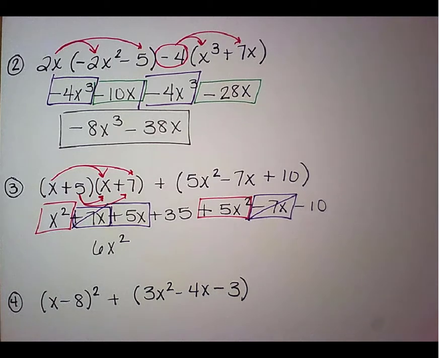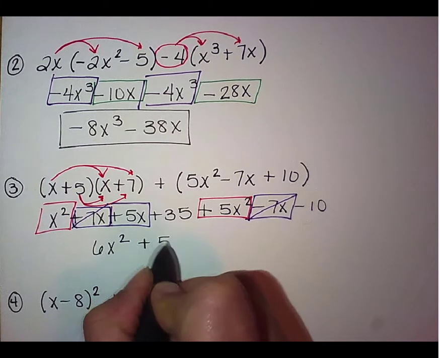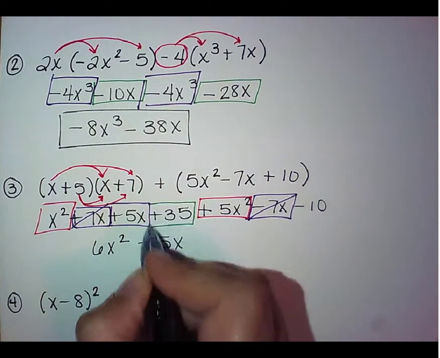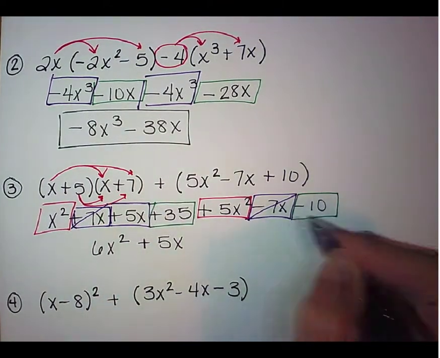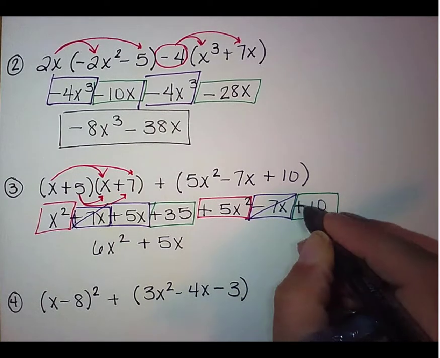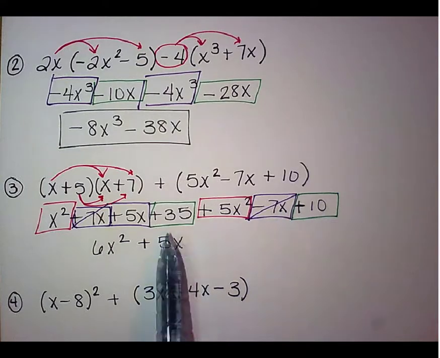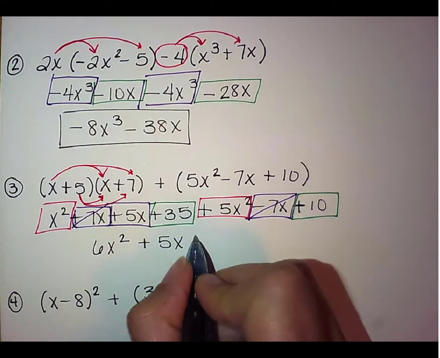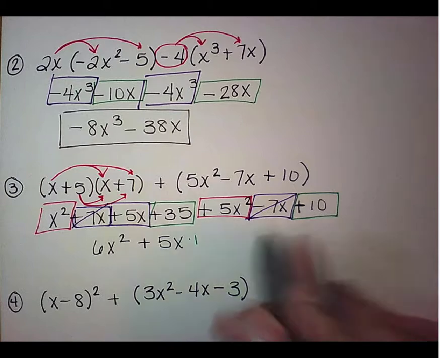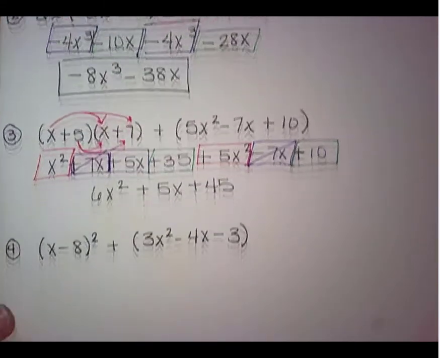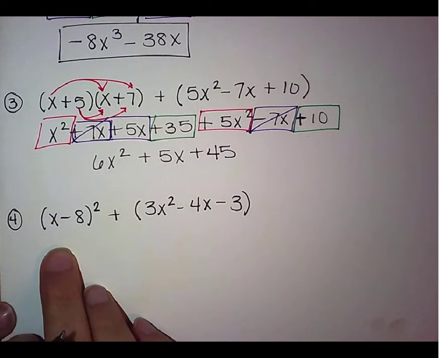So positive 7x minus 7x is no x's. But I still have this 5x left over, so I'm going to bring that down, plus 5x. And then my last set of like terms is the 35 here and minus 10 here. Oops, excuse me, that's not a minus 10, that's a plus 10. There we go. Don't be like your teacher, make sure you're bringing your signs down correctly. So we have 35 plus 10, which would give us 45. So plus 45.